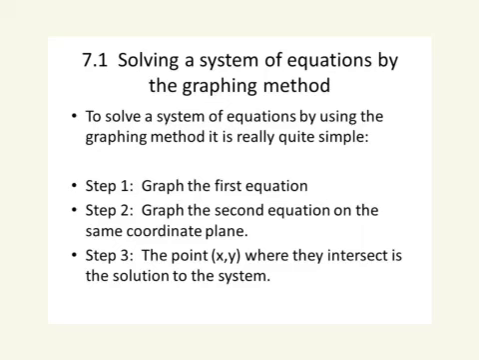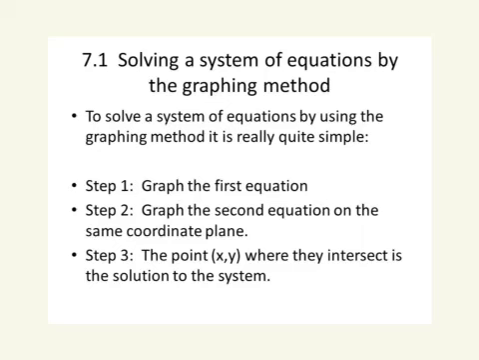Here in Chapter 7, Section 1, solving a system of equations by the graphing method, we want to first talk about the steps that are needed to complete this method. To solve a system of equations by using the graphing method, it is really quite simple. The first step is to graph your first equation. The second step is to graph the second equation on the same coordinate plane. The third step is simply identifying the point where the two lines intersect. The point where the two lines intersect is the solution to the system.